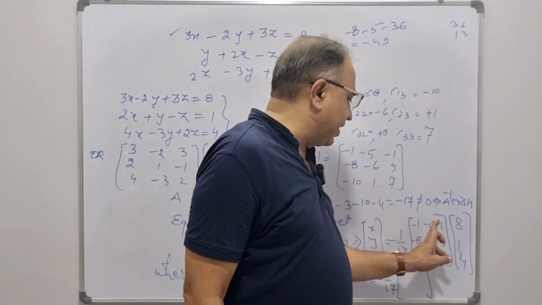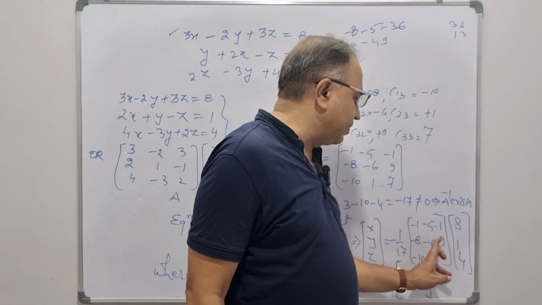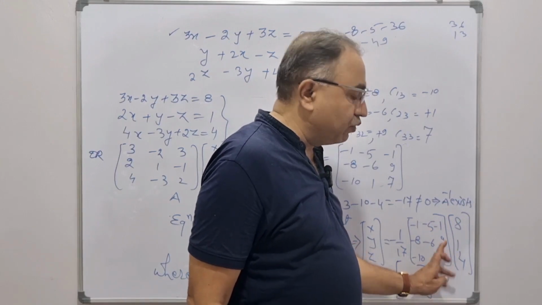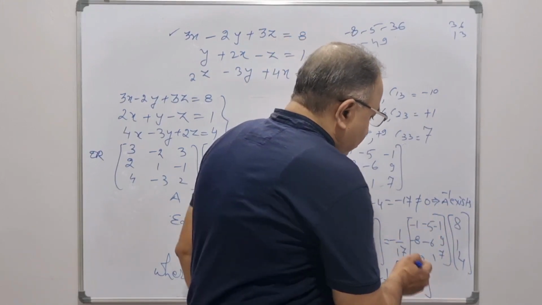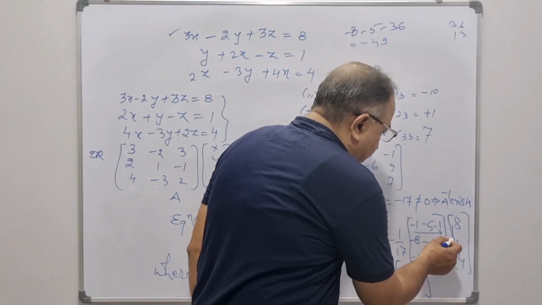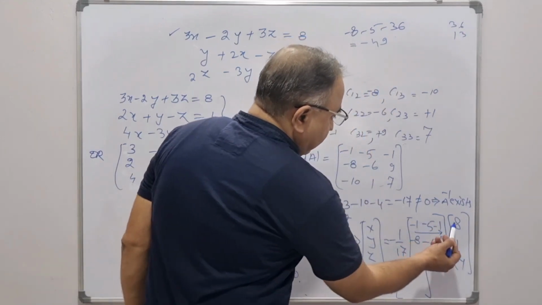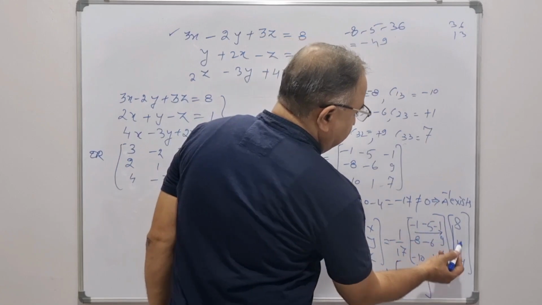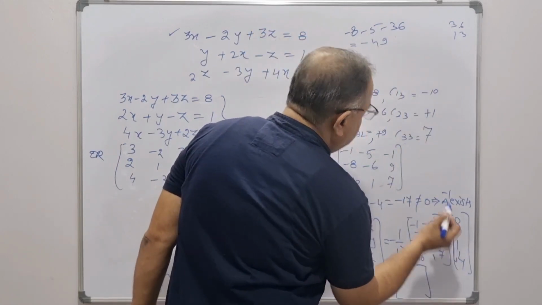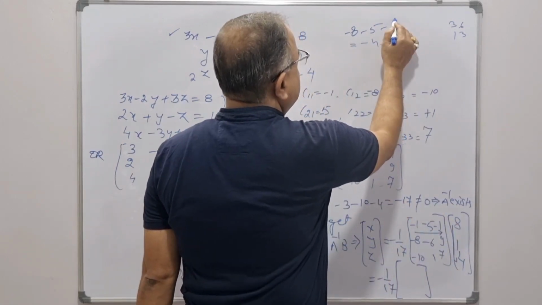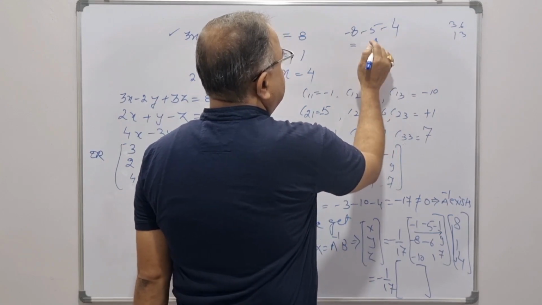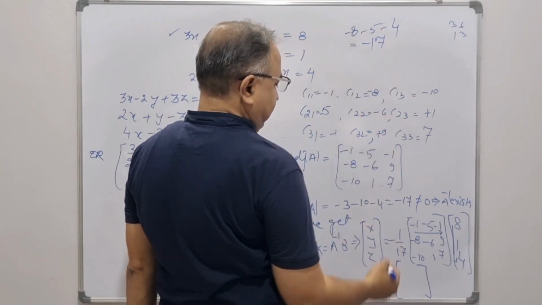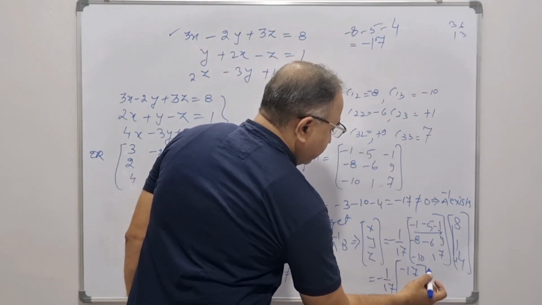What mistake did I make? Minus 1 I took from here, minus 5 also I took, but I took the 9 from the second row, which is wrong. So we are taking first row, first column, right? So it will be minus 1 into 8 is minus 8, minus 5 into 1 is minus 5, and then minus 1 into 4 is minus 4. So it's minus 17, the first entry, right?